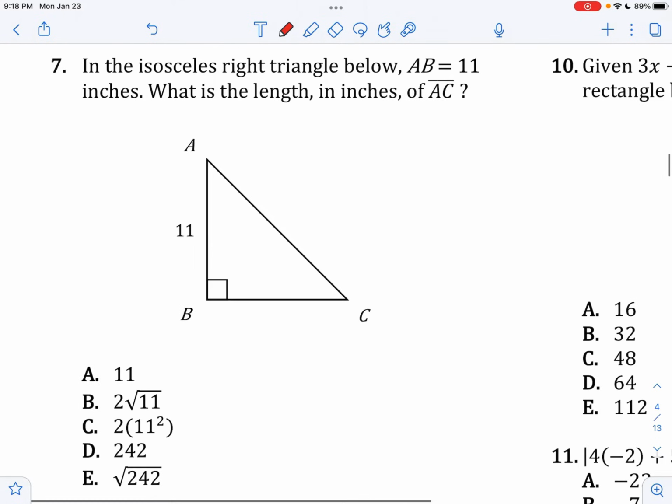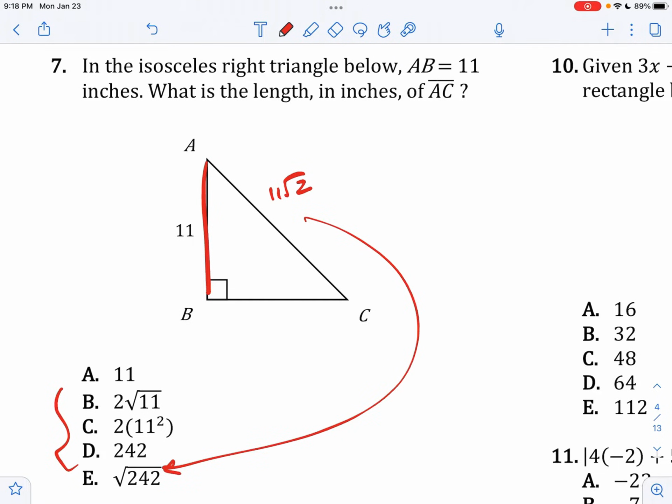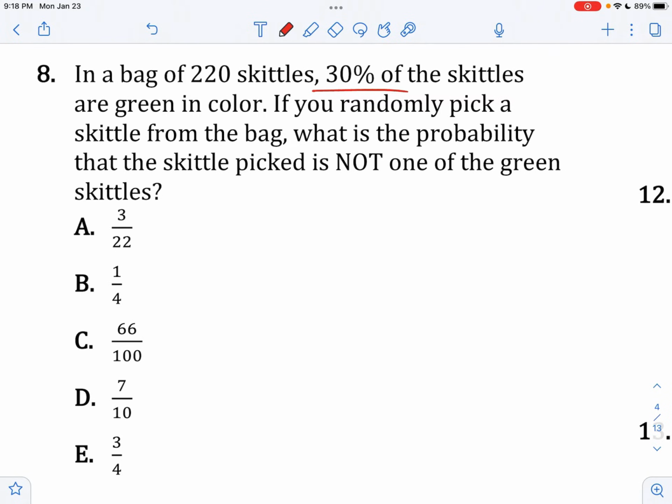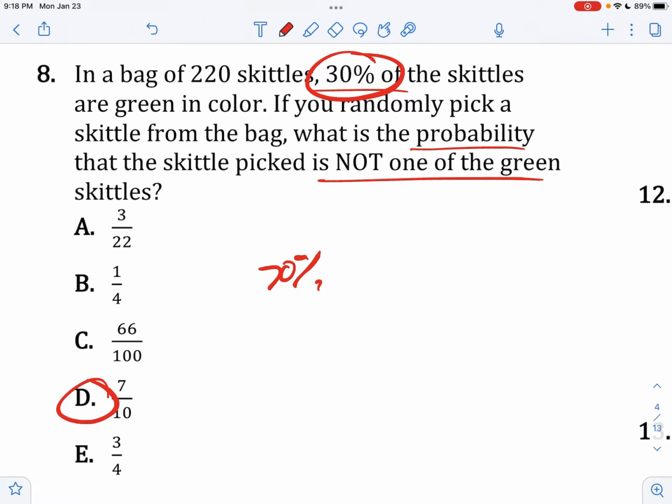If AB equals this, then what is this? It's 11 square root of 2, which I don't see here, but I think it matches this one the most. You can check it on your calculator. 242 to the half, and then 11 times 2 to the half. It's the same answer. In a bag of 220 Skittles, 30% of the Skittles are green. If you randomly pick a Skittle, what is the probability that the Skittle picked is not one of the green? Well, if 30% are, then 70% are not, which just is the same thing as that.